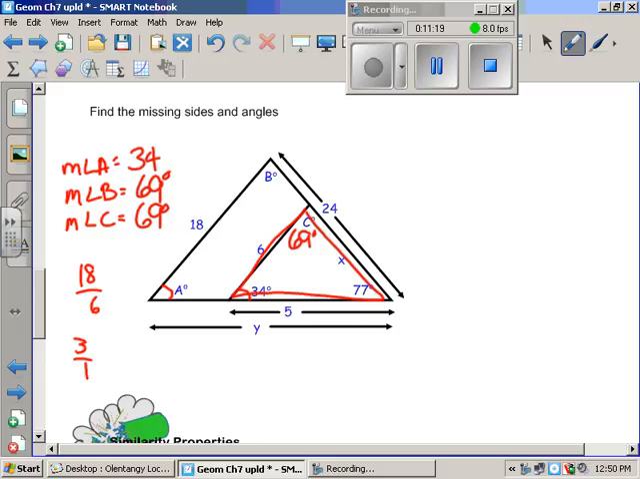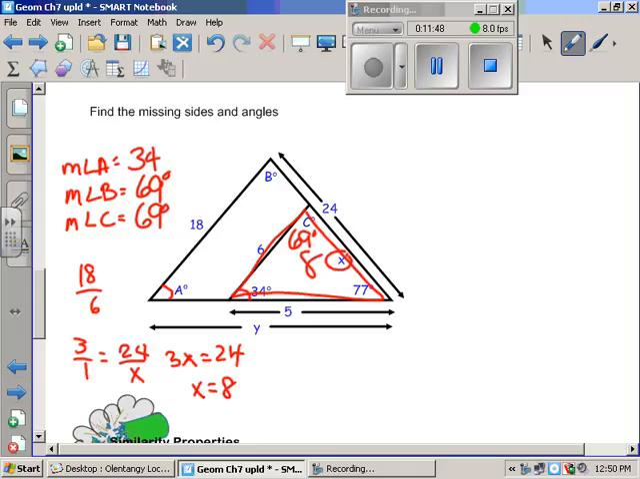So if I'm trying to find X, what's going to go on this side? Which is 24 going to be on the top or the bottom? Top over X, right? Cross multiply and solve, you get 3x equals 24, so x is 8. Okay?